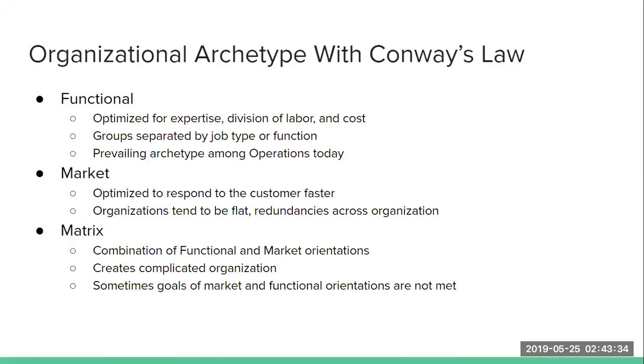Next, we have market-oriented organization. Their goal is to respond quickly to customer needs. These are usually composed of multiple cross-functional disciplines. This can sometimes lead to redundancies. Many big, prominent organizations that are adopting DevOps use market-oriented organization. Matrix-oriented organizations attempt to combine functional and market, yet this usually results in complicated organizational structures. For example, individual contributors reporting to 2 managers, and most often, the goals of functional and market are not met.